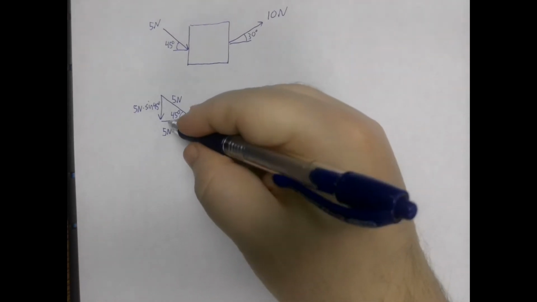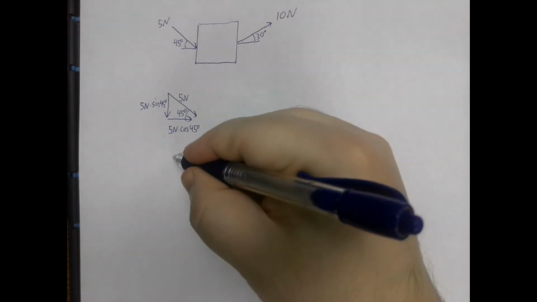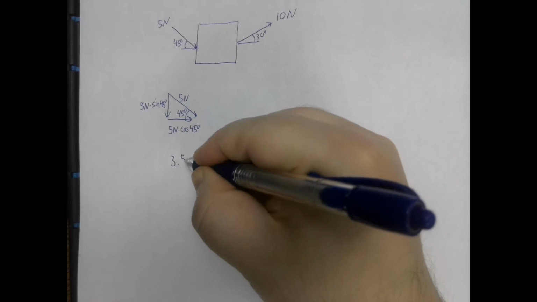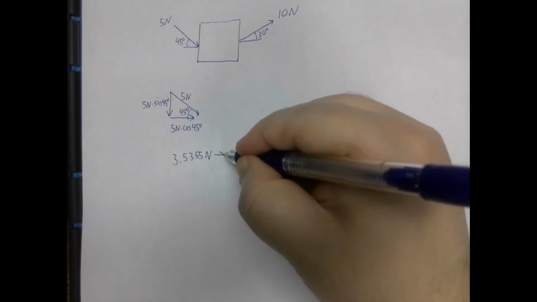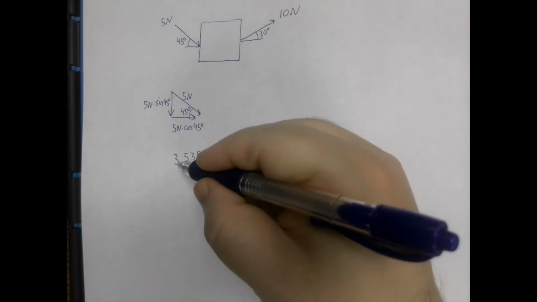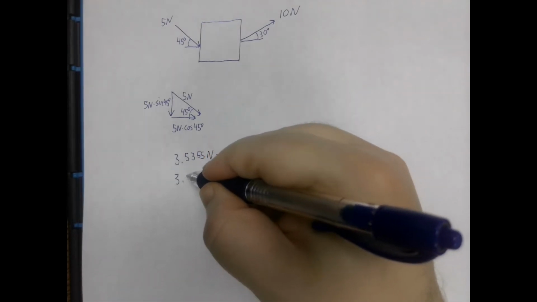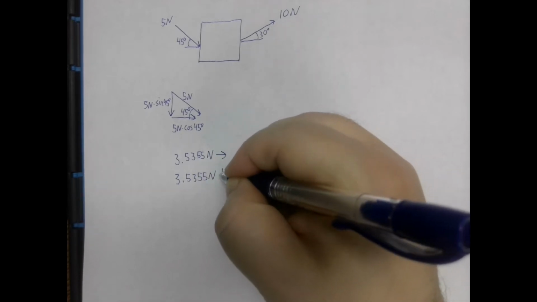And so the total force of this vector can be written as 3.5355 newtons to the right, and because it's 45 degrees, it'll be the same number in the y direction, down.